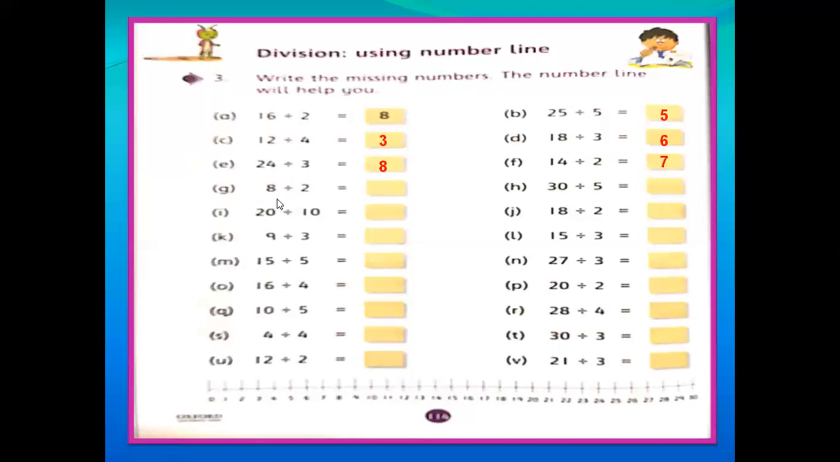G part, 8 divided by 2. Again read the table of 2. 2 ones are 2, 2 twos are 4, 2 threes are 6, 2 fours are 8. So 4 is our answer.